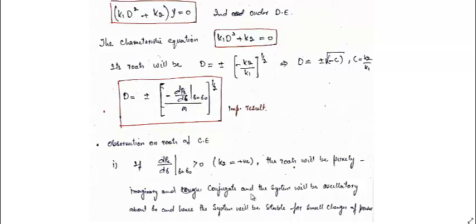So they will be imaginary and conjugate, and the system will be oscillatory about delta naught. It will oscillate about delta naught. I will show that also to you, and hence the system will be stable for small changes of power. In this case, the system will be stable.